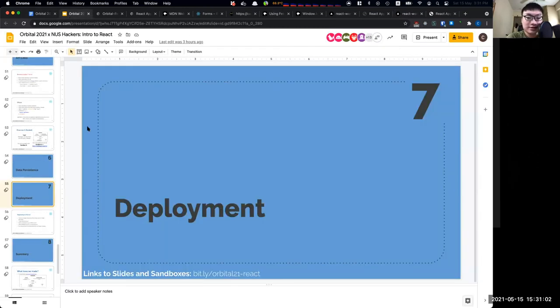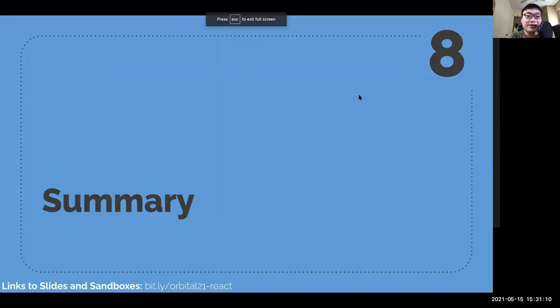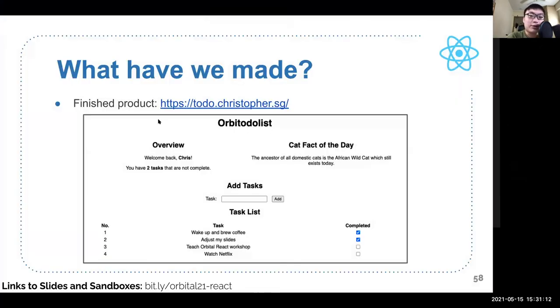All right, okay, deployment settled. So just to summarize, what we've made so far today is our finished to-do list app. Everything kind of just works. There's a cat fact. You can create, you can update, you can read it. You just can't really delete it yet. Deleting the items over here is left as an exercise for the intelligent reader.